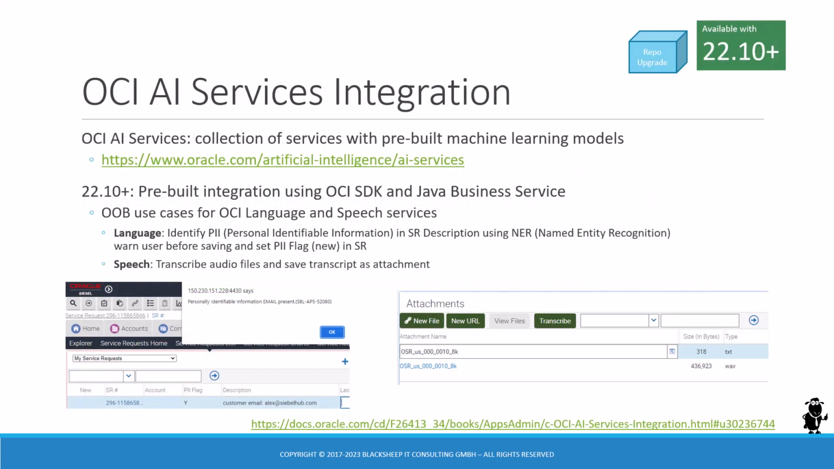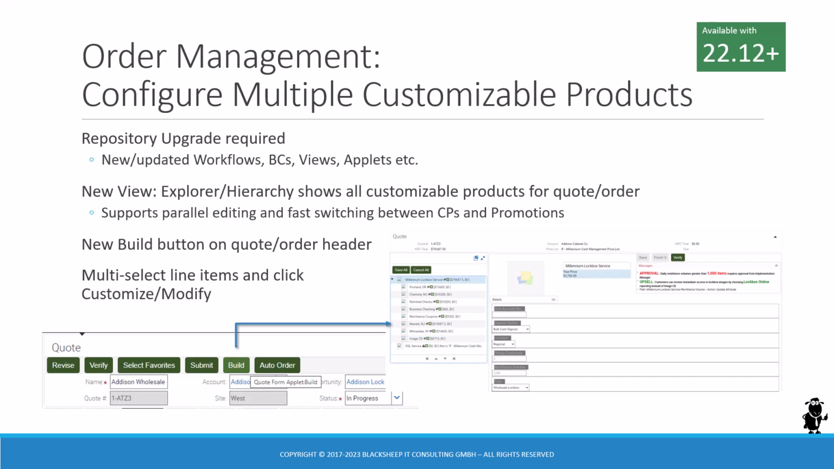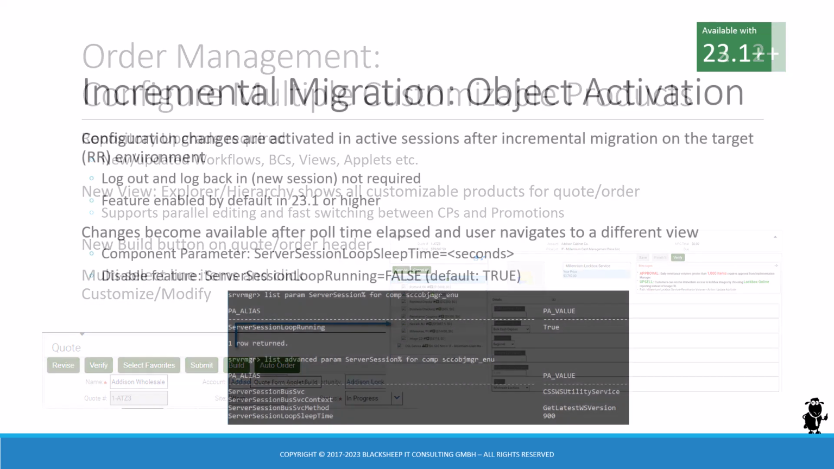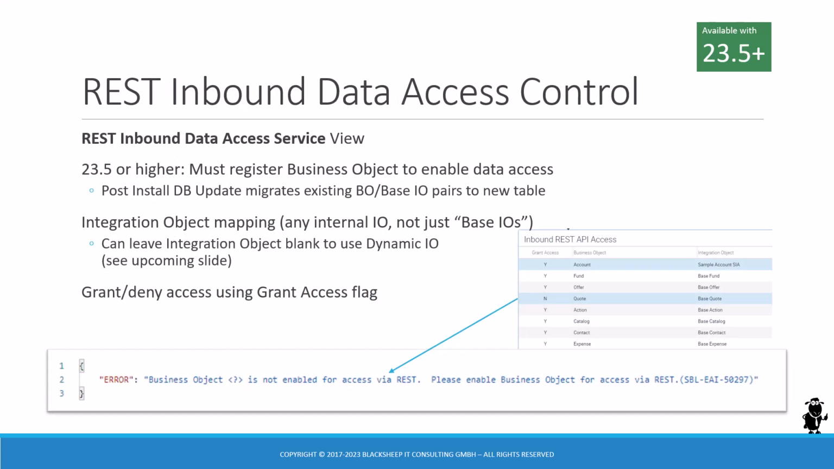OCI AI services integration 1 year ago. If you use Siebel test automation, there's a lot of changes you need to cover. Again, order management. Migration again, objects are now activated automatically in the RR environment. Again, the REST API with the inbound data access control. So if you're using the REST API already, make sure it works the same way.